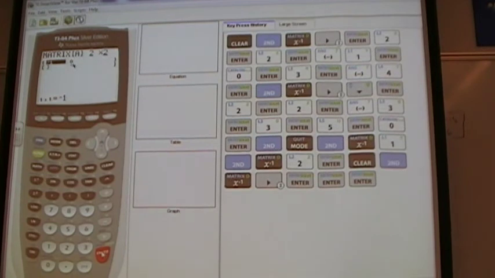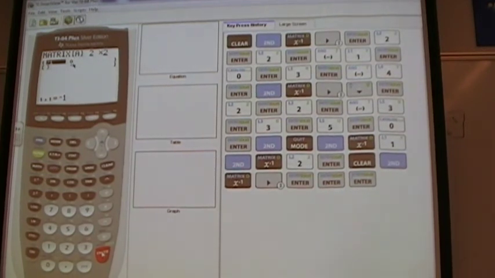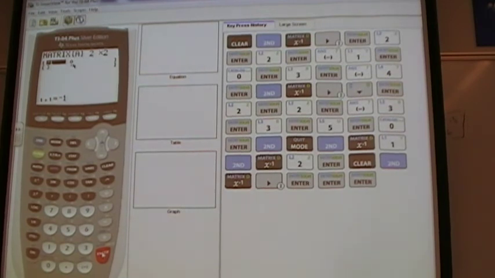How do you go back? Are we ready to move on? No. How do you do that? What's wrong? I don't have an edit. There was no edit. What did you do? You just went over there.